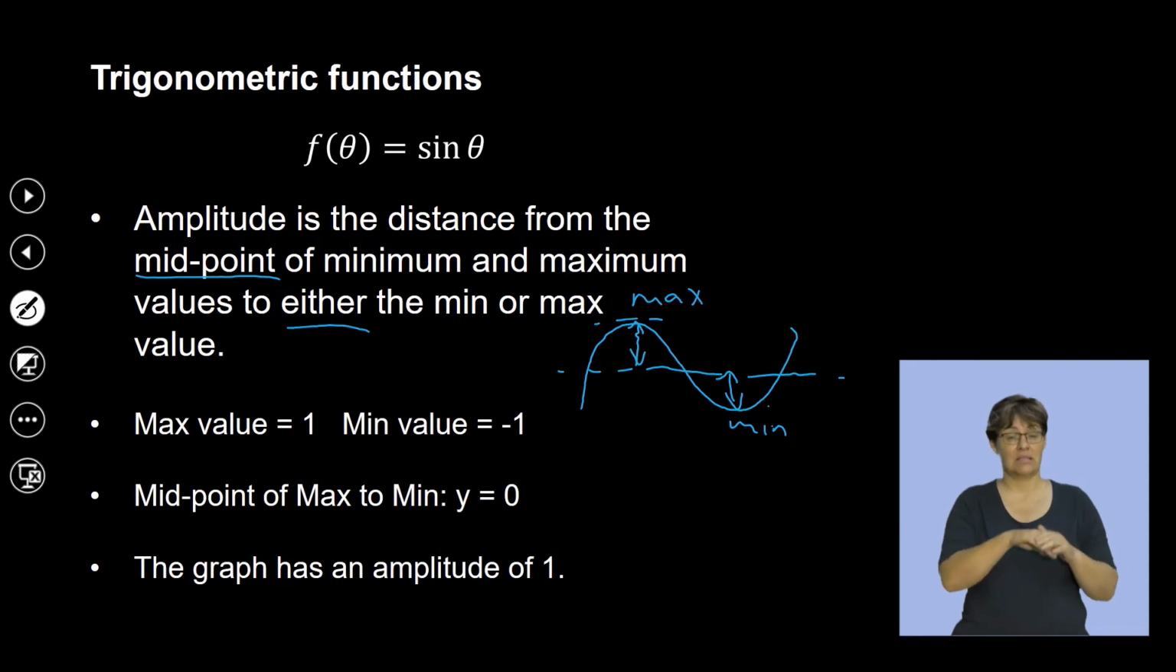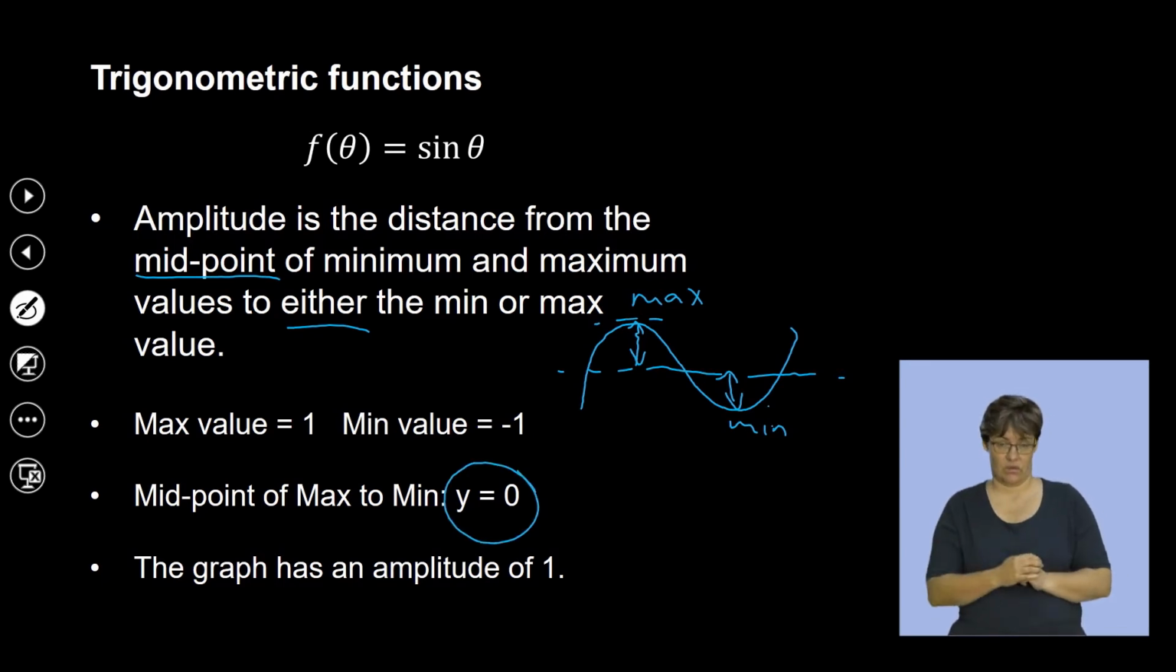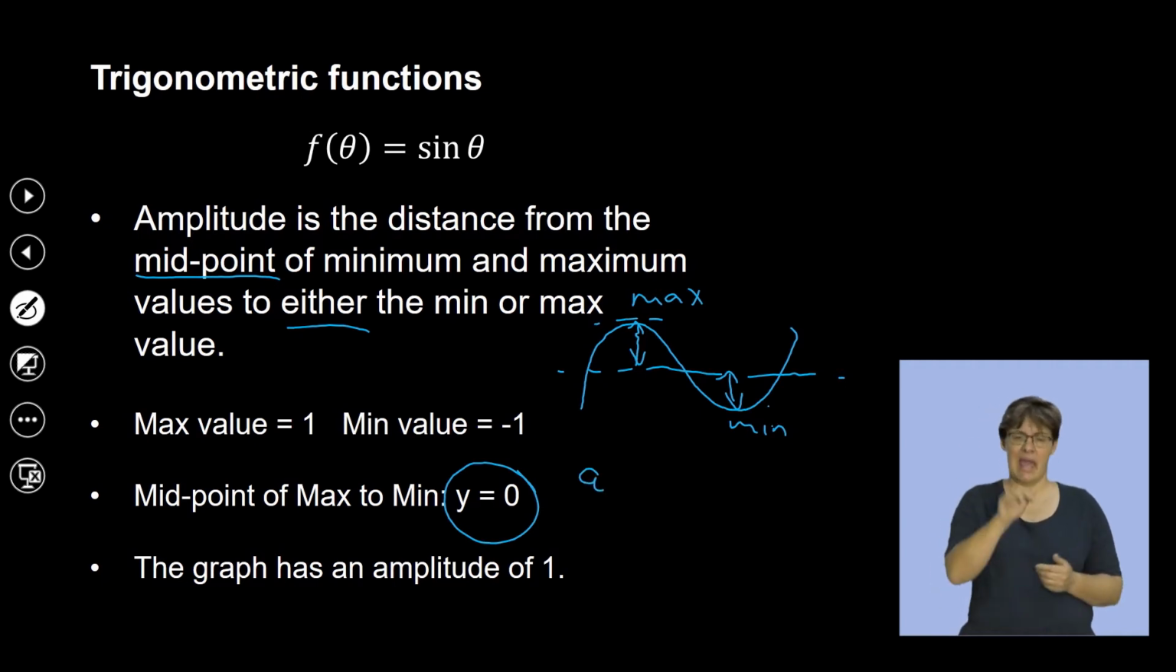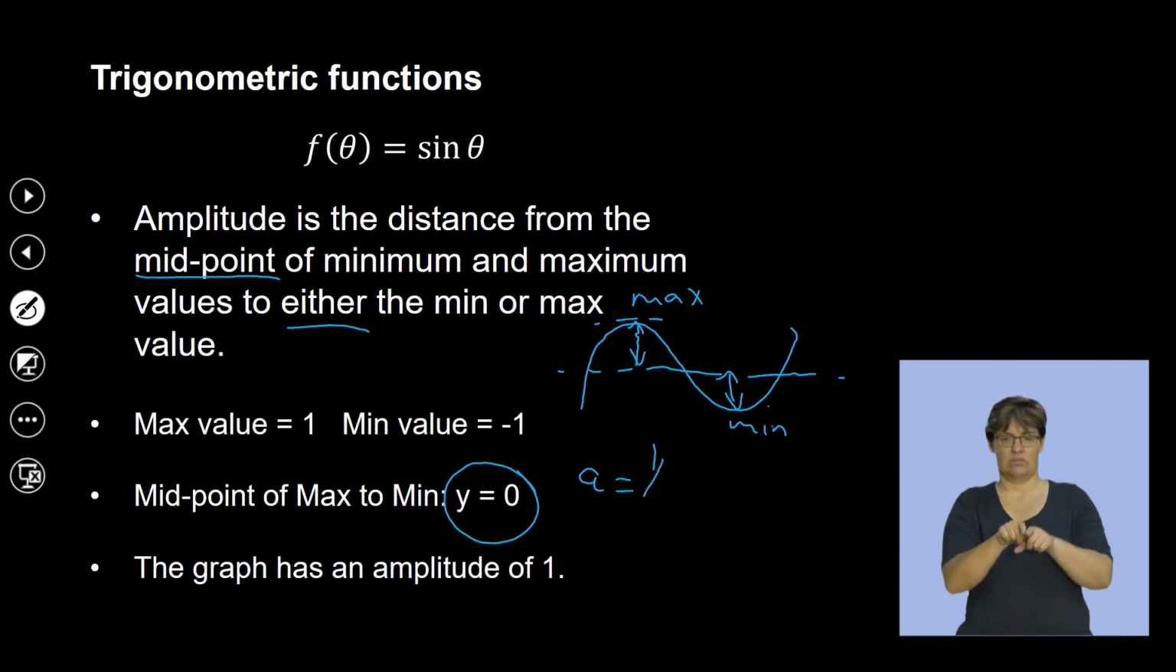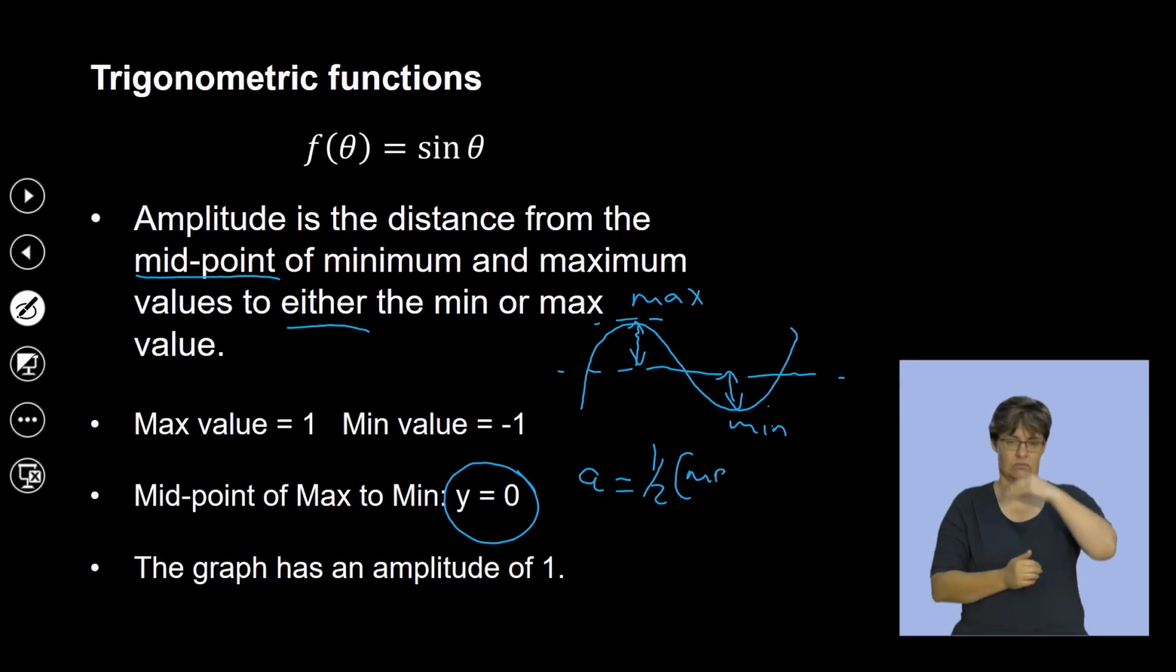Then if the maximum value is 1 and the minimum value is -1, the midpoint, you know, it will be at y equals 0. Therefore, the graph has the amplitude at 1. An easy formula to remember this, you will just say A, which we normally represent as the amplitude, equals 1 over 2 into maximum, minus minimum, right?